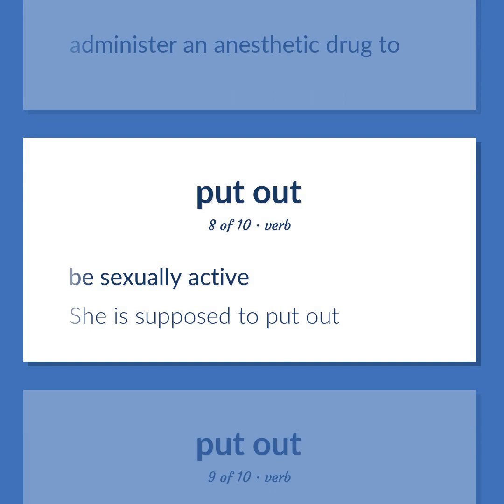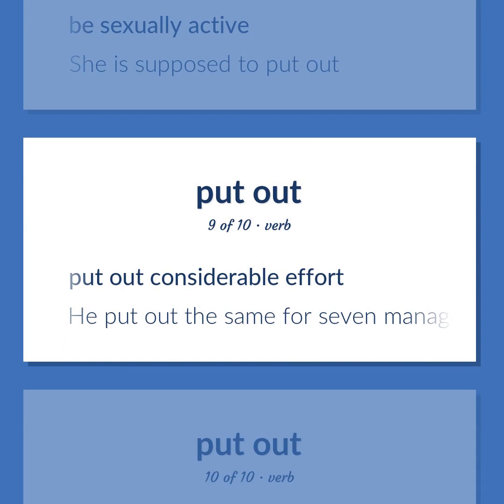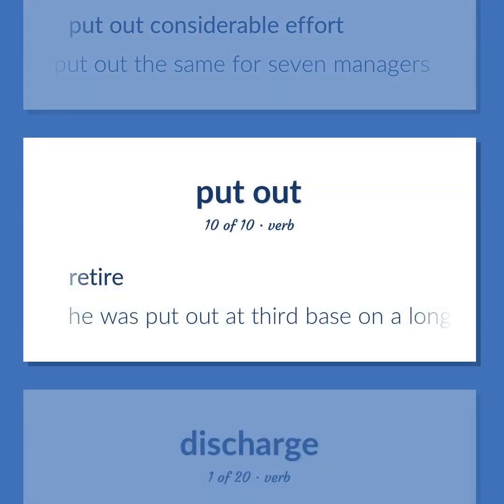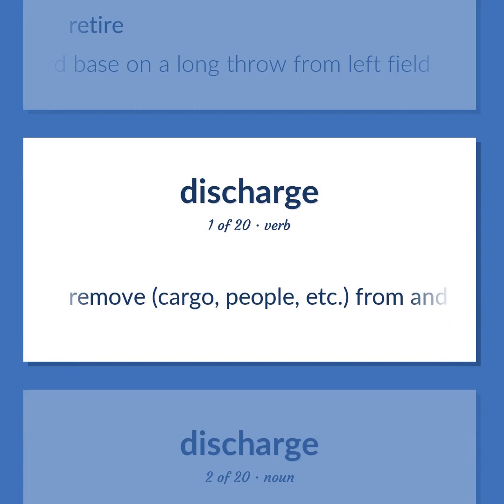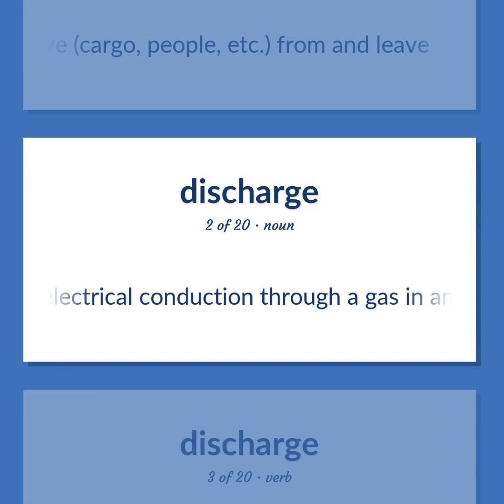Be sexually active. She is supposed to put out. Put out considerable effort. He put out the same for 7 managers. Retire. He was put out at third base on a long throw from left field. Remove cargo, people, etc., from and leave. Electrical conduction through a gas in an applied electric field.